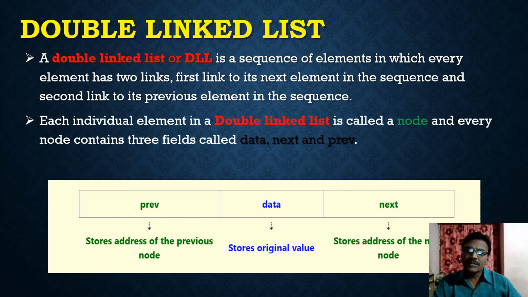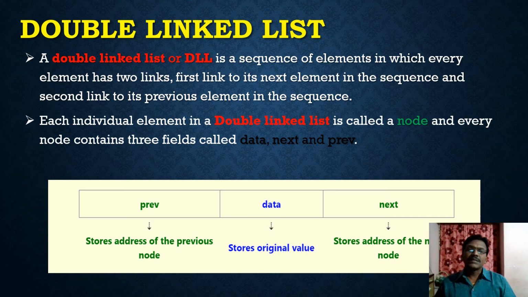I would like to explain about the doubly linked list. The doubly linked list, or DLL, is a sequence of elements in which every element has two links. The first link points to its next element in the sequence and the second link points to its previous element in the sequence.